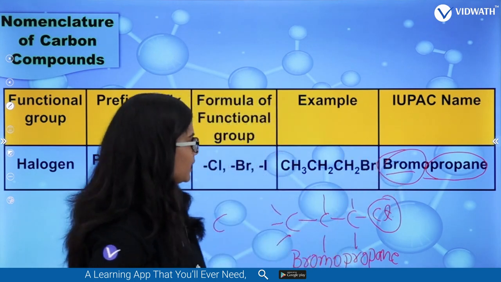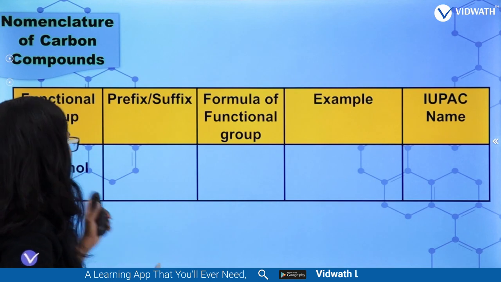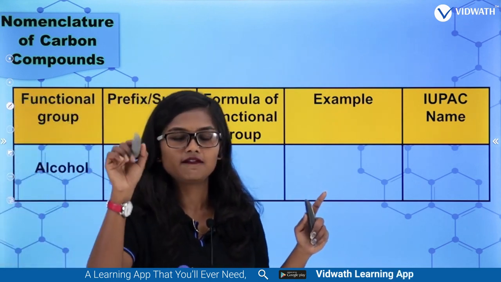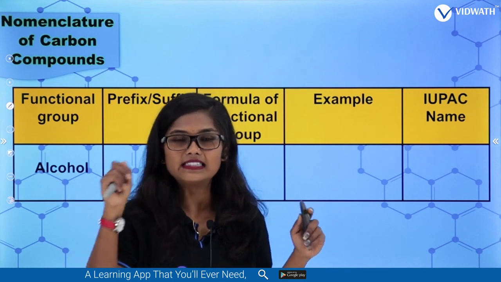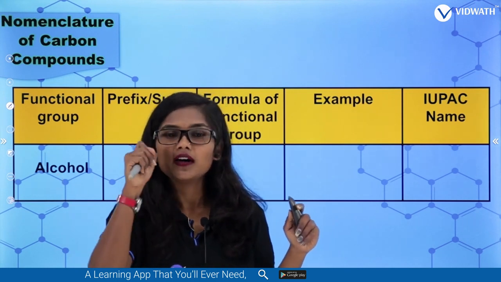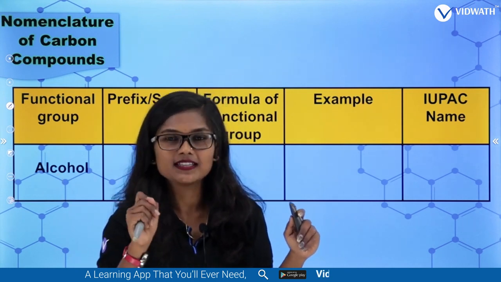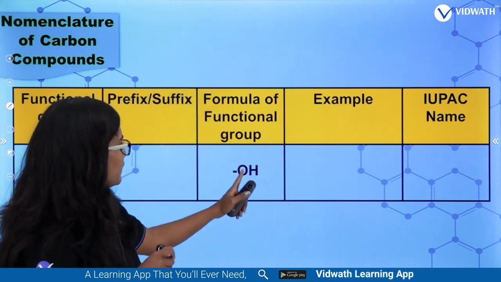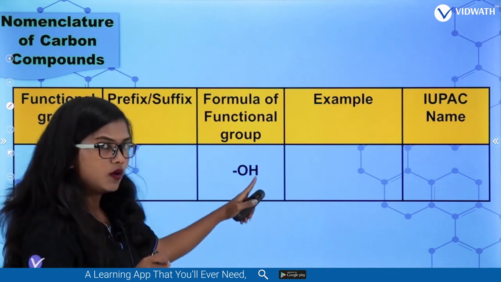Clear? So coming to the next functional group, that is alcohol. Alcohol is nothing but OH. If a hydrocarbon compound contains a carbon attached with OH, then we call it alcohol. The functional group is OH. Clear? The formula of the functional group alcohol is OH.